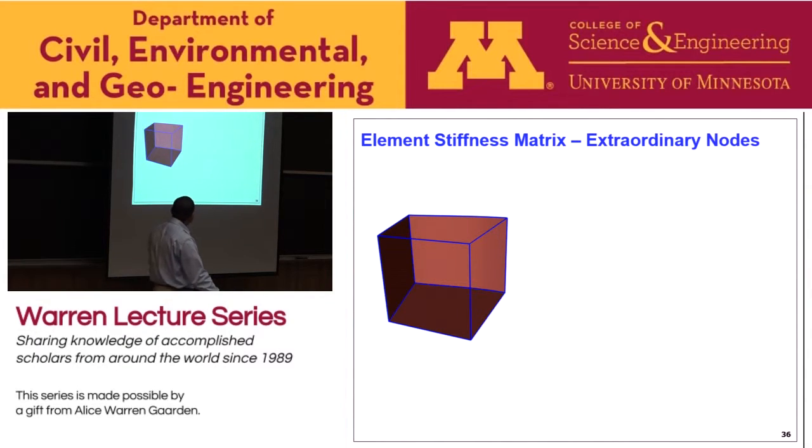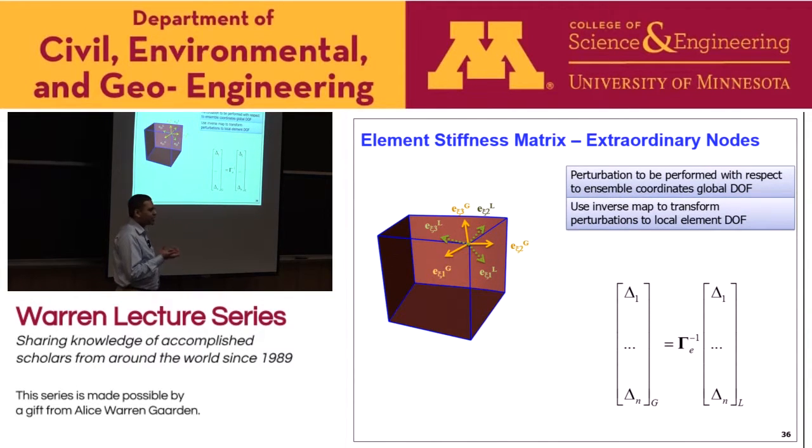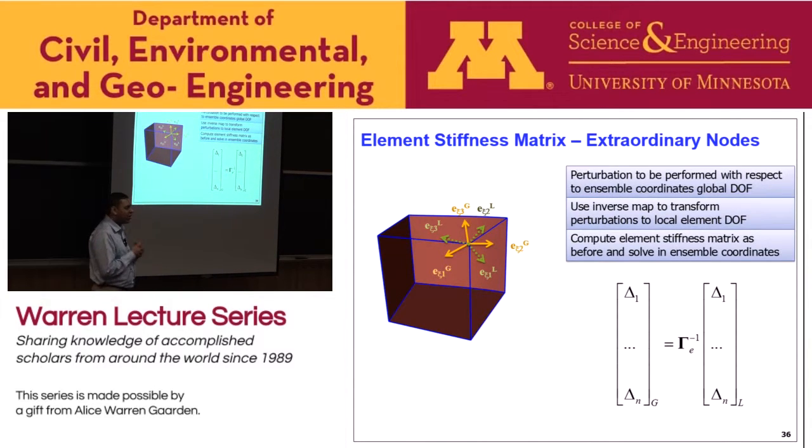But now when you have extraordinary nodes, you have this ensemble coordinate system. Any perturbation you make needs to be done with respect to this ensemble coordinate system. Doing that corresponds to converting the perturbation from the global coordinate system to the local system, and again, we make use of this map. We compute the inverse of this map and then use that to convert the perturbations back to the local coordinate system. Once you do that, you can perform the same operations as before, compute your element stiffness matrix, and then perform simulations.